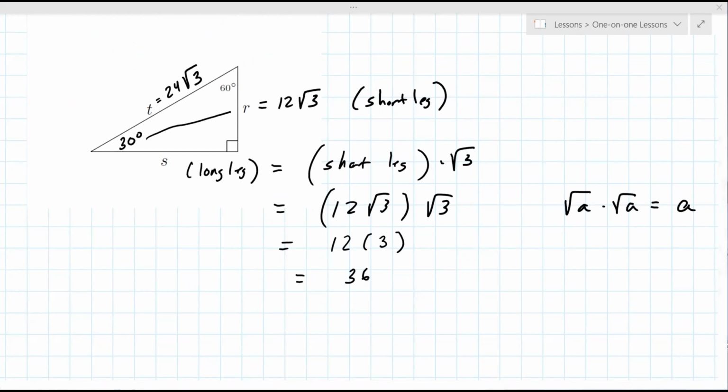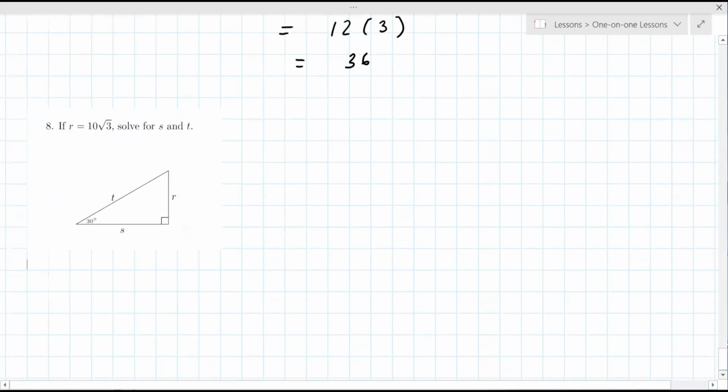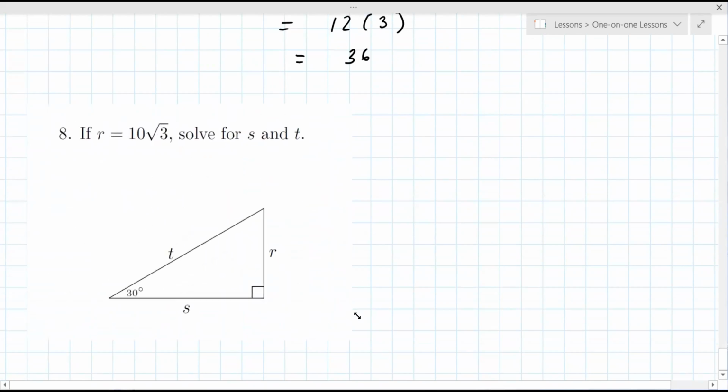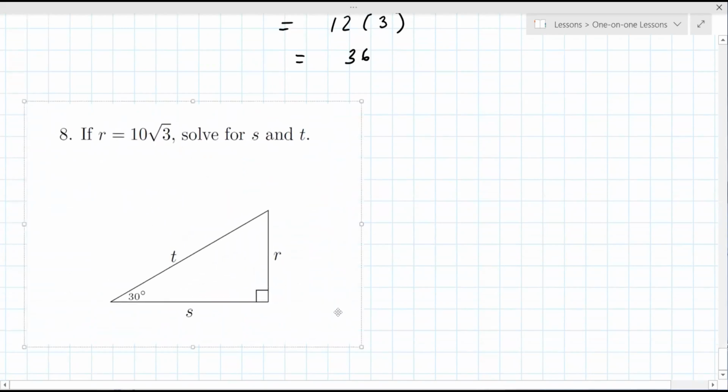Let's have you try another one here. I want you to try this one on your own. It is easier than the one we just did. It's more clear which side they're giving you, but I want you to find the other two sides, please. Okay.